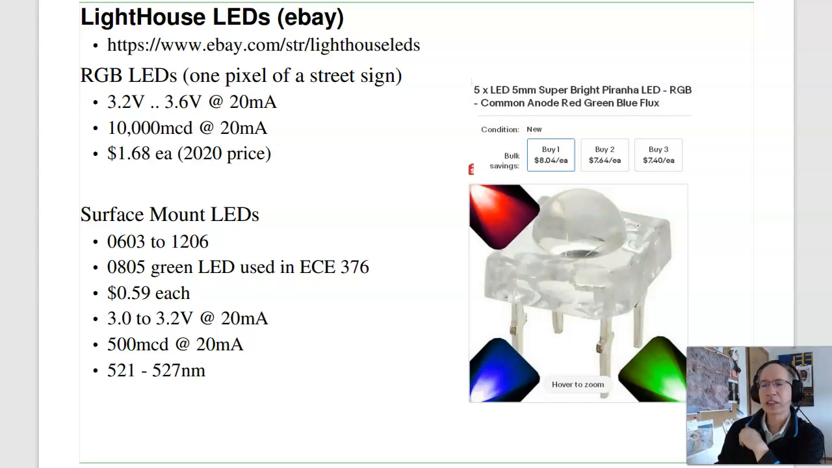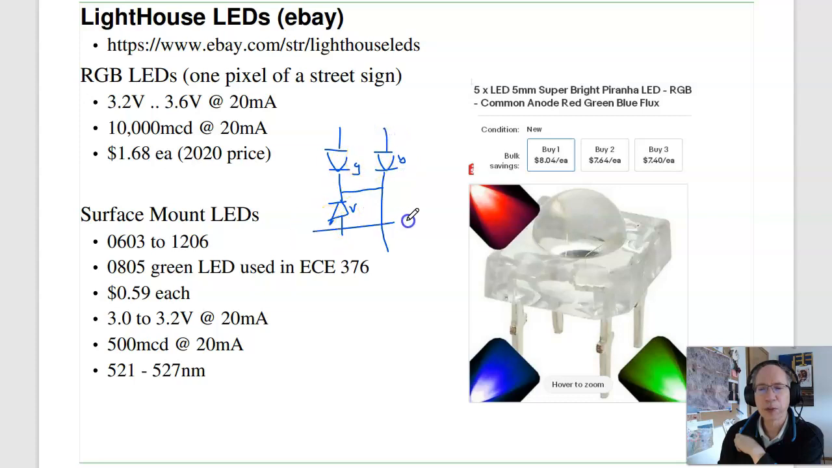But anyway, if you go to Lighthouse LEDs, you can get, for example, an RGB LED. This is actually 4 LEDs in one package. The way it's built is you've got the red, green, blue LEDs, and it can either be common anode or common cathode. What I'm showing is the common cathode configuration. So it might be red, green, blue in a 4-pin package.